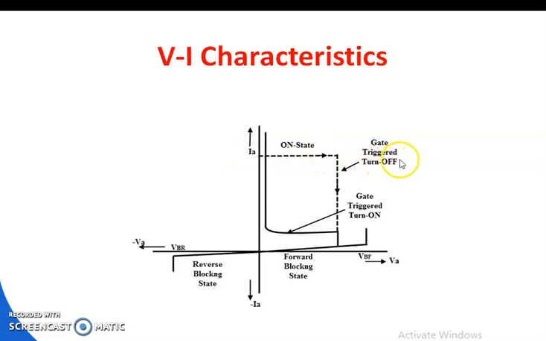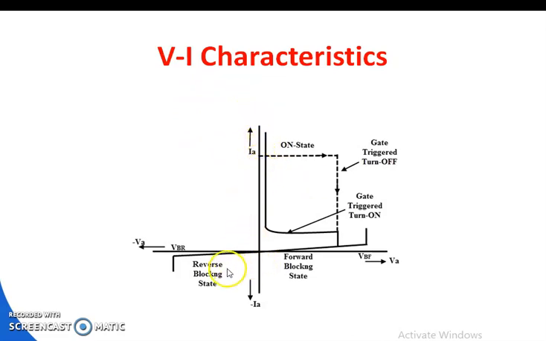Then gate triggering turns it off. For turning off the device, an additional reverse or negative voltage is applied to the same gate terminal. So at the same terminal we provide positive gate current and also negative gate current. Positive gate current is responsible for turning on the GTO and negative gate current is responsible for turning it off. Hence, it is known as a gate turn-off thyristor. As this thyristor is capable of turning itself off, it is called a gate turn-off thyristor.